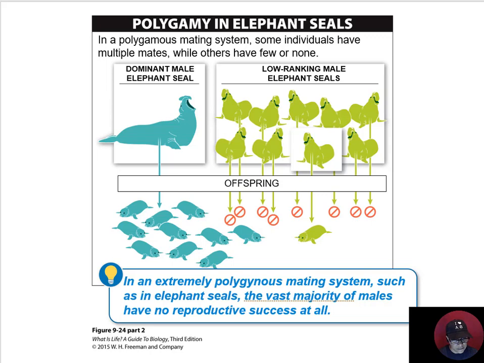So we can go on and talk about polygamy and the elephant seal. In a polygamous mating system, some individuals have multiple mates while others have few or none. Here we have the dominant elephant seal. We can see all of his offspring. Here we have the low-ranking male elephant seals. They're not getting to breed. Maybe this guy snuck in and he's got one offspring, right? So in an extremely polygamous mating system, such as in elephant seals, the vast majority of males have no reproductive success at all. It is mostly the dominant male.